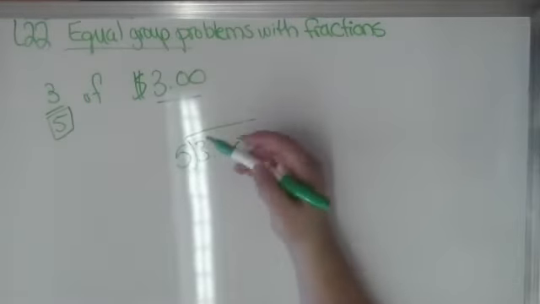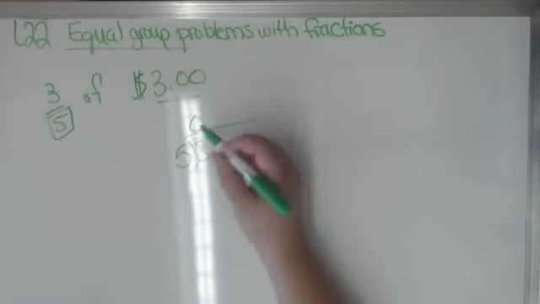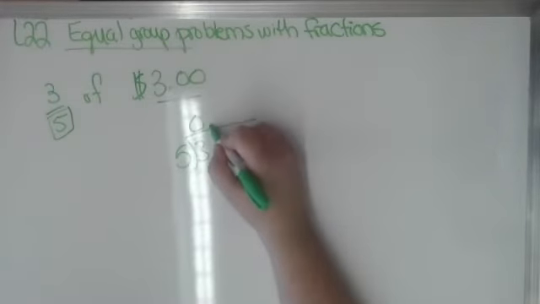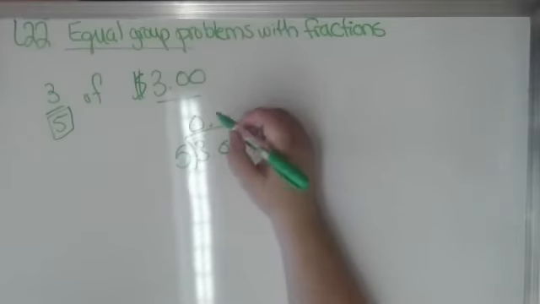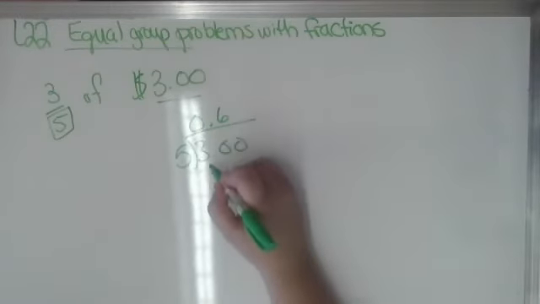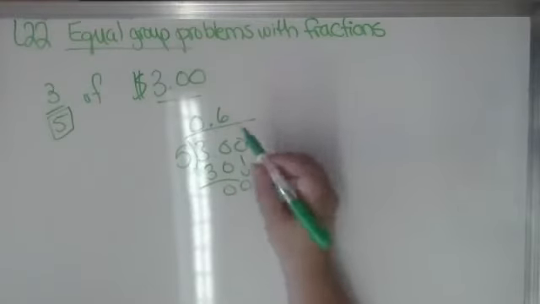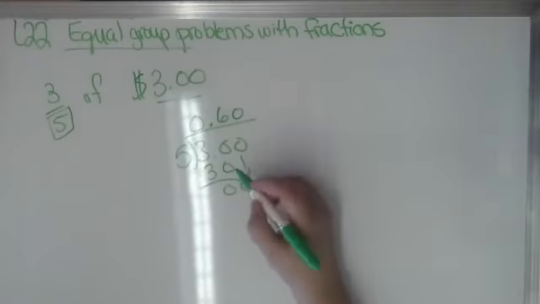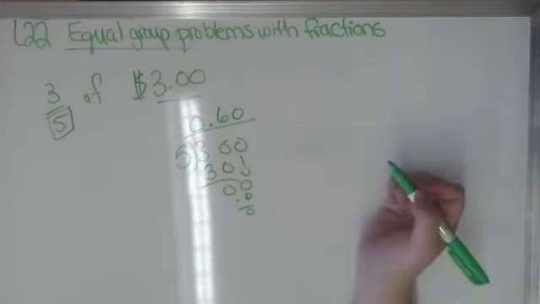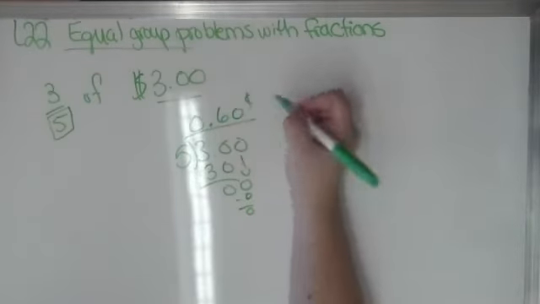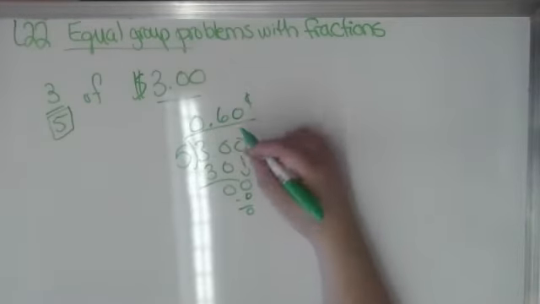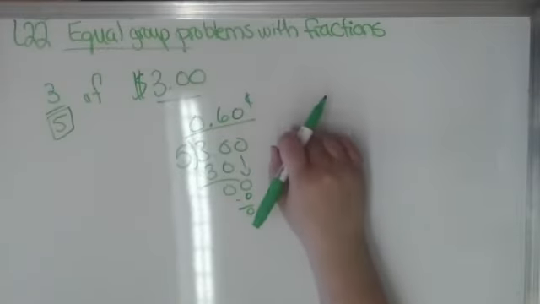Okay, so 5 goes into 3 0 times. Bring up my decimal, 5 goes into 30 6 times, which is 30. Take away equals 0, bring down my 0. 5 goes into 0 0 times, which is 0, take away equals 0. Okay, so that means I'm left with 60 cents, which means for each group, there is 60 cents in it.